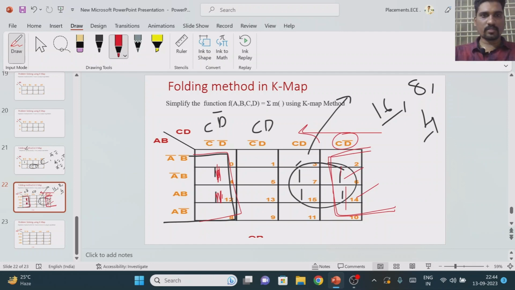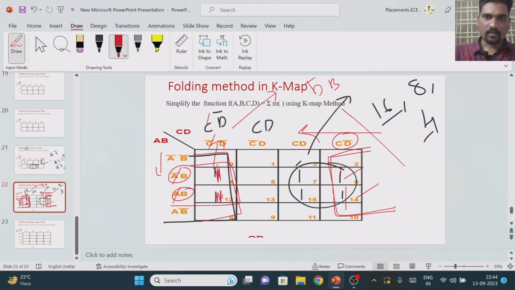Now if you group these two variables, what is the answer? In this direction we have C bar cancelled, so here we have D bar. In this direction, which variables are covering? A bar B, A B bar. So A bar gets cancelled, B remains B. Now what is the answer for this one? B D bar is the answer. Like that we need to do the visualization operation, right?